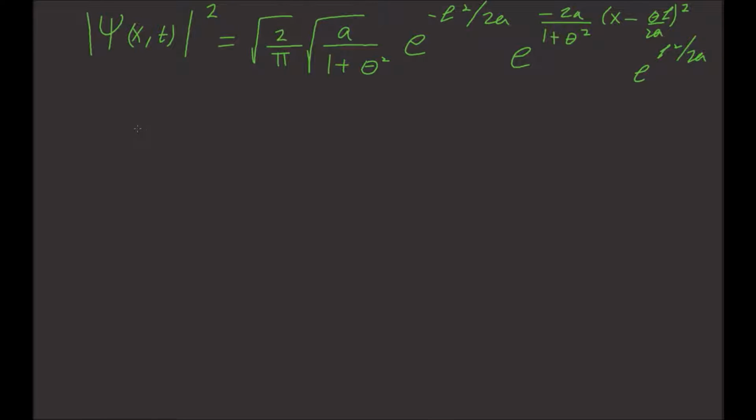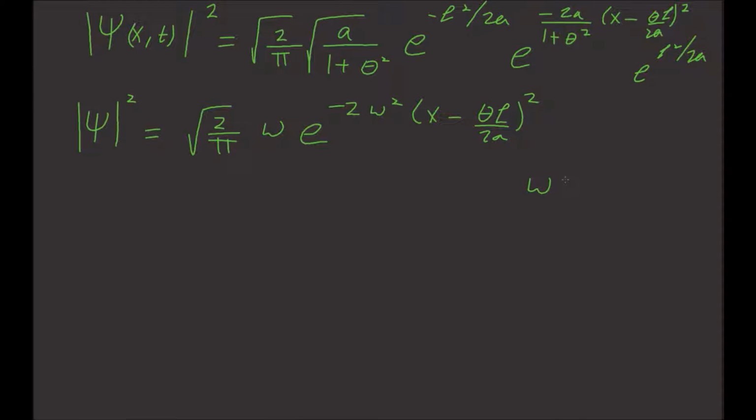Let's simplify this a little bit further by introducing one more variable. So psi star psi equals square root of 2 divided by pi times omega times e to the minus 2 omega square times x minus theta L divided by 2a, and this term is squared. Here omega is defined as square root of a divided by 1 plus theta square.